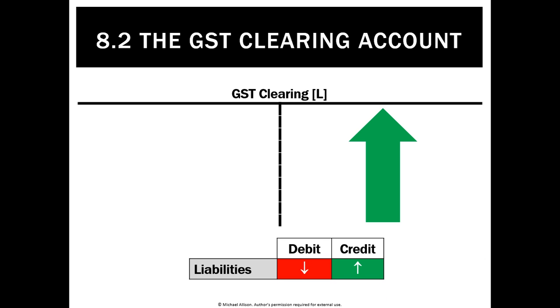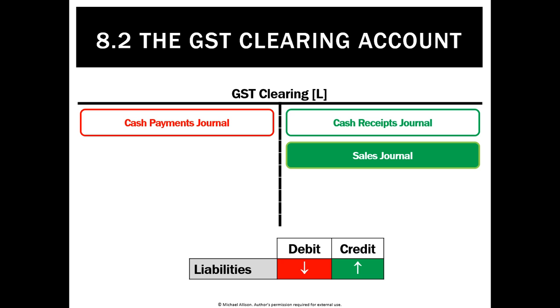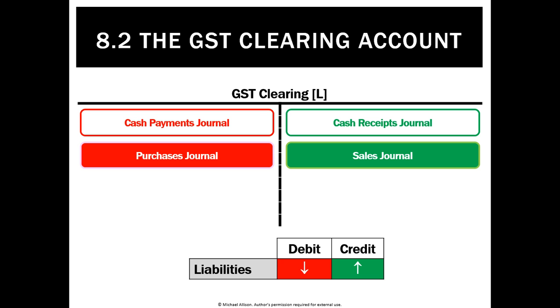In summary, looking at GST Clearing, it goes up on the credit side, goes down on the debit side. Where do those figures come from? Well, the credits will come from the cash receipts journal and the sales journal, and the debits will come from the cash payments journal and the purchases journal.